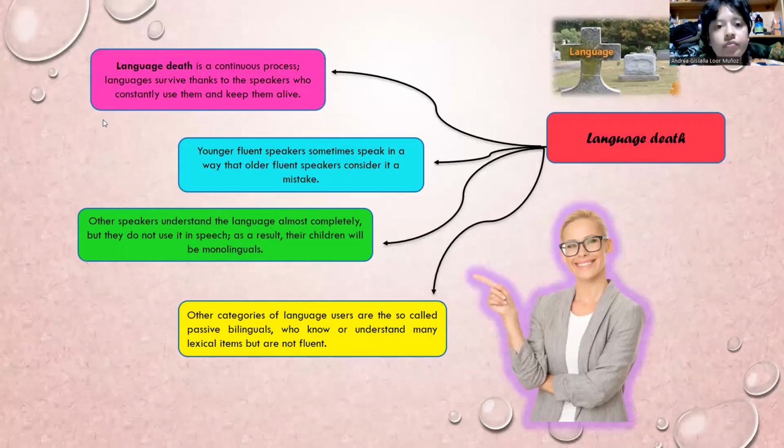Language death is a continuous process. Language survives thanks to the speakers who constantly use it and keep it alive. Younger fluent speakers sometimes speak in a way that older fluent speakers consider a mistake. Other speakers understand the language almost completely, but they don't use it in speech. As a result, their children will be monolinguals. Other categories of language users are the so-called passive bilinguals, who know or understand many lexical items but are not fluent.